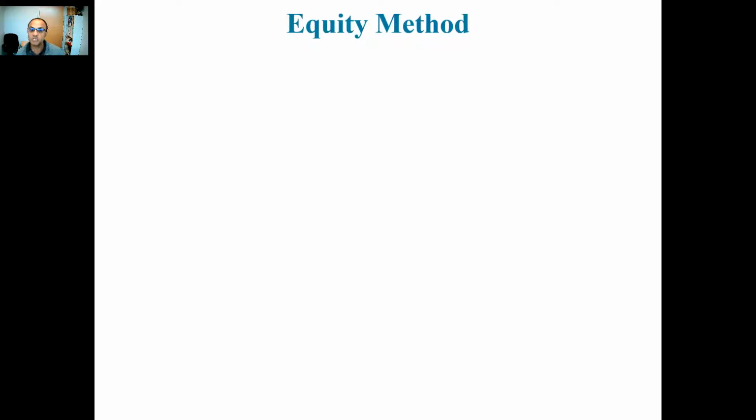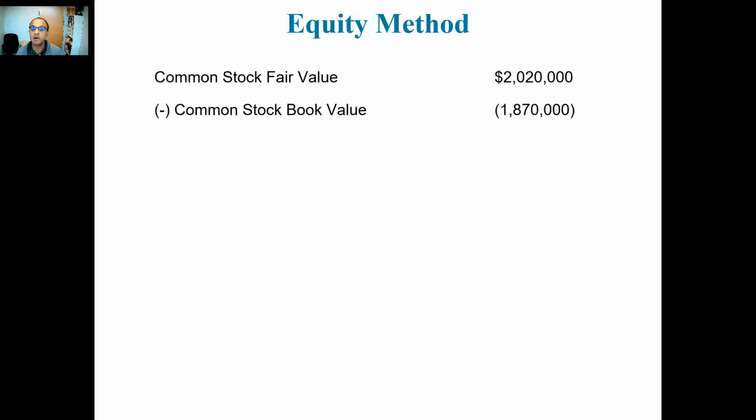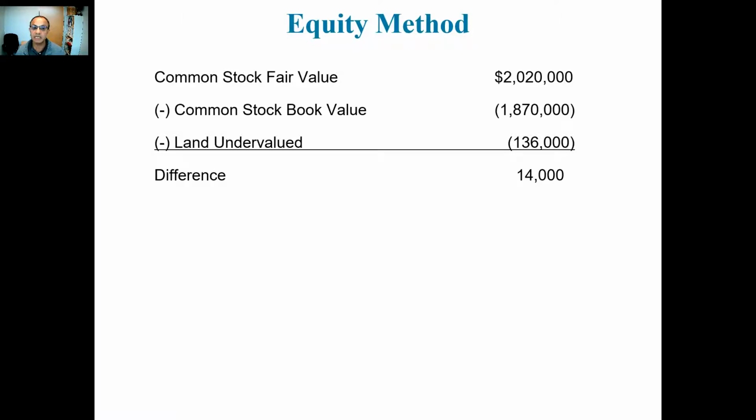First of all, we take the common stock fair market value of Sunny, which is $2,020,000, minus the book value of Sunny, $1,870,000, minus the undervalued land, 136. So the difference here will be 14,000. What is this difference? It's an income that should be recognized by Puma, the parent company. So how can we recognize it?